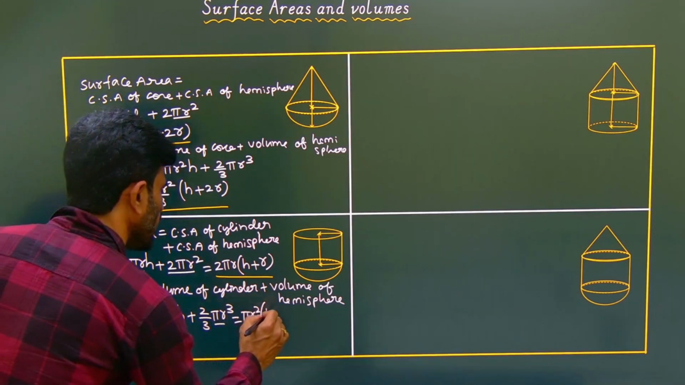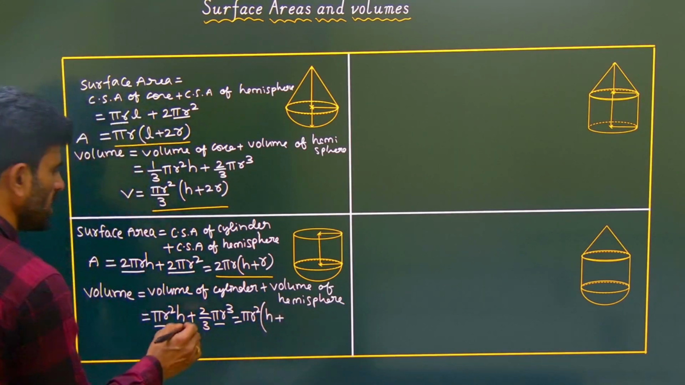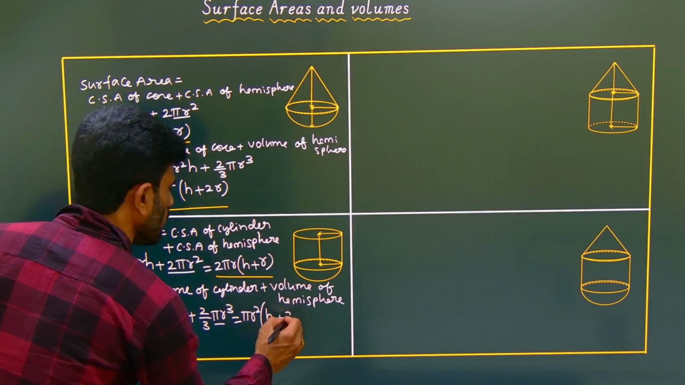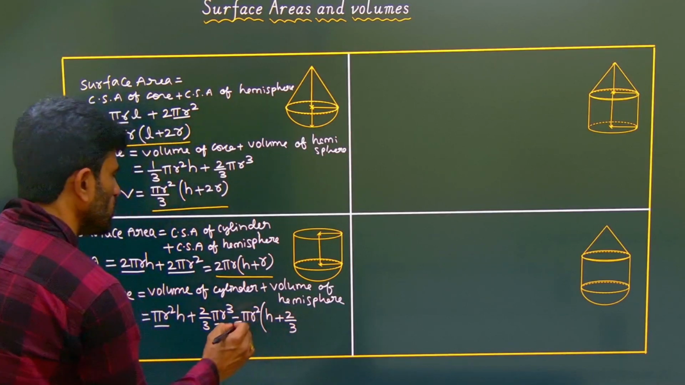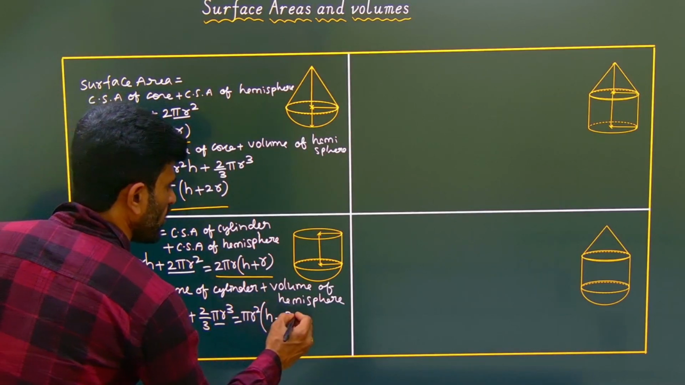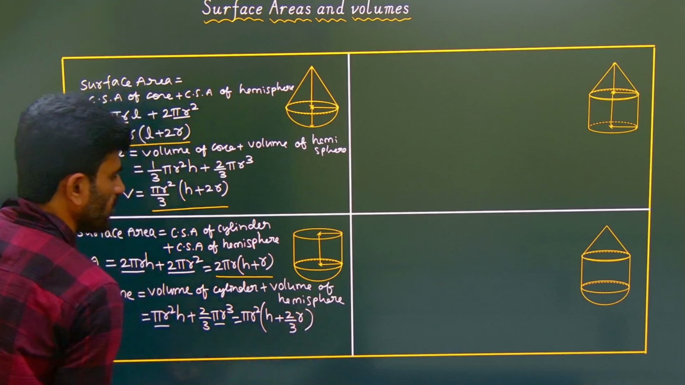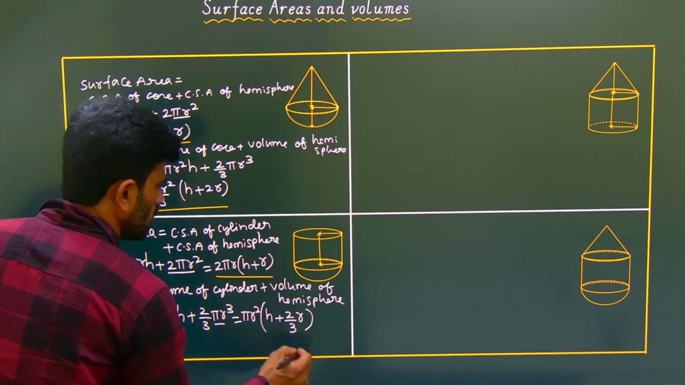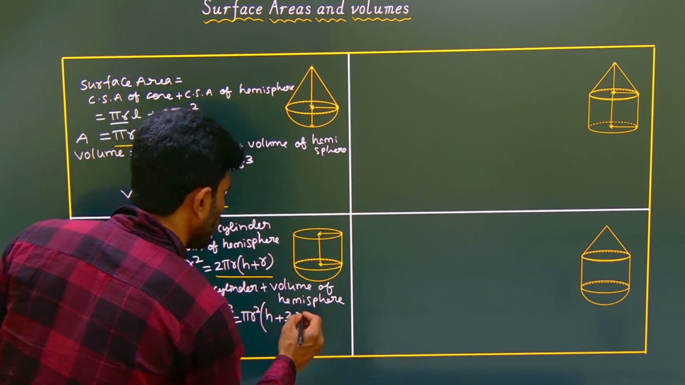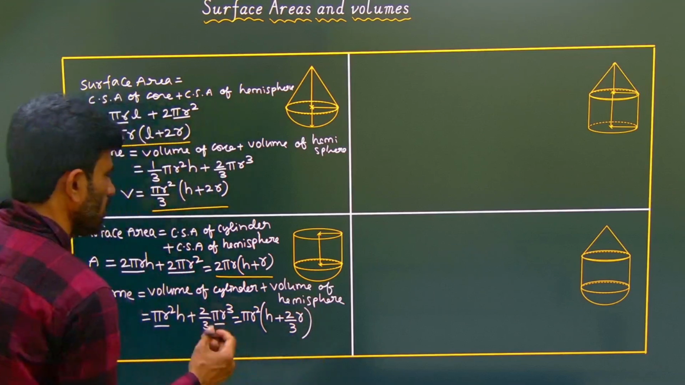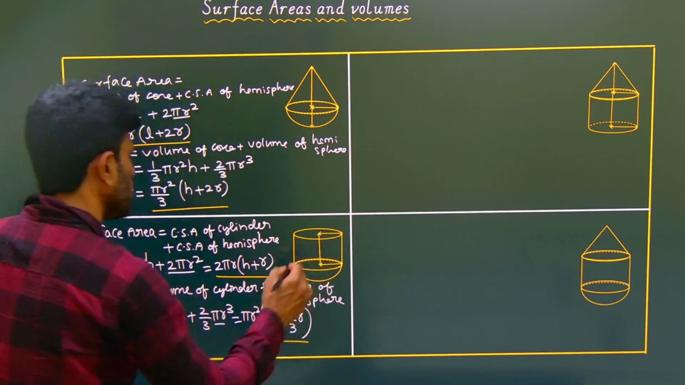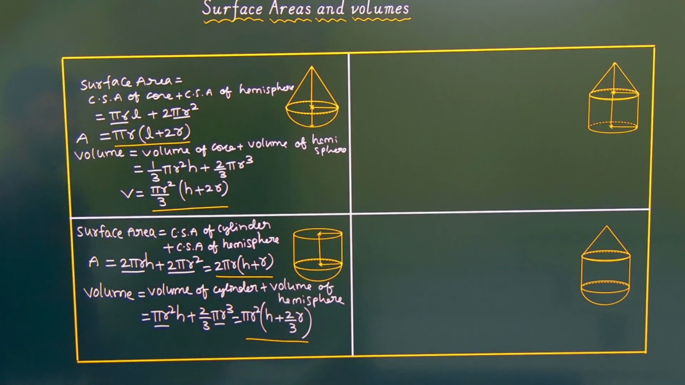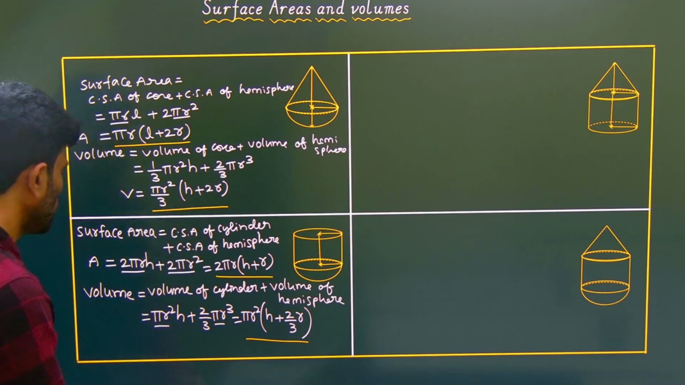Here in the first term we have h, plus in the second term we have 2 by 3 into r, because r square we have taken common, so r is also left. So this is the volume of the combination of this solid. Hope you understood this. Now coming to the next solid, what do we have?